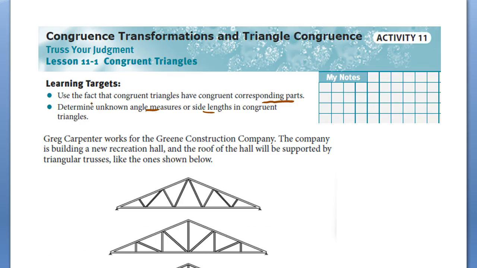In this lesson, we looked at the fact that congruent triangles have congruent corresponding parts, and we used that fact to figure out unknown angle measures and unknown side lengths when we had congruent triangles. If we knew the measure of a certain part in one triangle, then in the other triangle, its corresponding part would have that same measure.